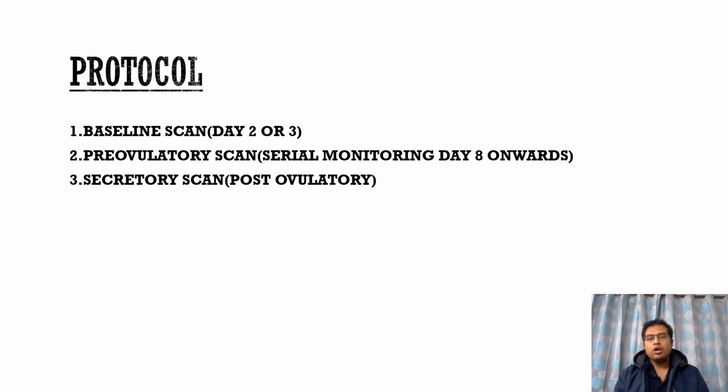So what is the protocol in the scan that is used? So first a baseline scan on day 2 or 3 has to be done. Then pre-ovulatory scans, that is serial monitoring from day 8 onwards. And then the secretory scan, that is post-ovulatory scan. So these three scans are the basic protocol of follicular monitoring: baseline scan, pre-ovulatory scan, and secretory scan.